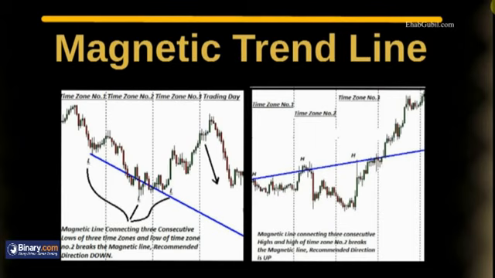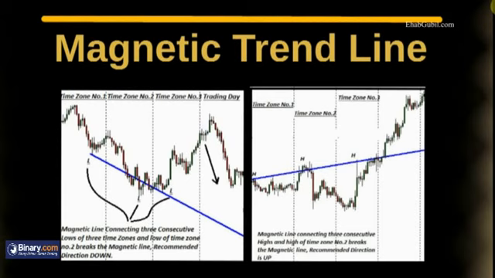A magnetic line is just a simple trend line that connects high or low pivot points of consecutive time zones, with a specific breakout to be a valid one. For the bullish magnetic line, we will use 3 consecutive high pivot points of the 3 time zones 1, 2, and 3, and 3 consecutive low pivot points of the 3 time zones for the bearish magnetic line.